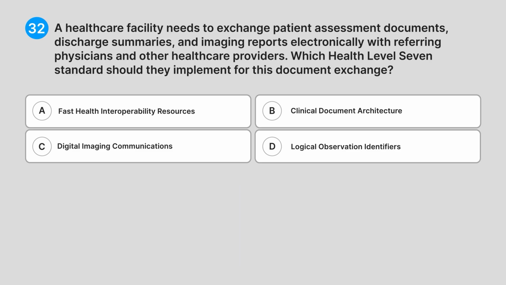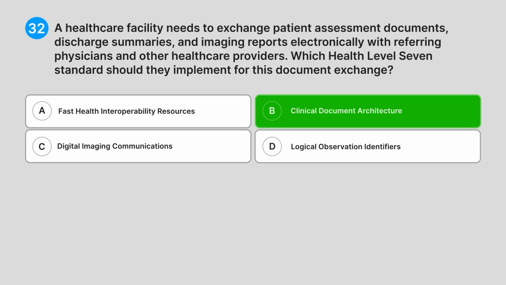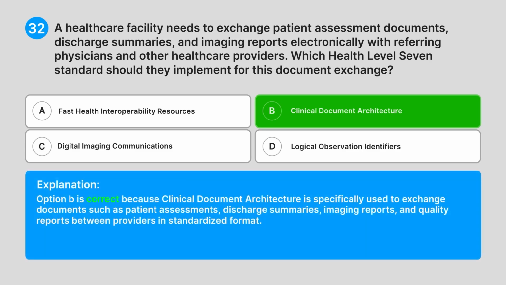Correct answer, B. Clinical Document Architecture. Explanation. Option B is correct because clinical document architecture is specifically used to exchange documents such as patient assessments, discharge summaries, imaging reports, and quality reports between providers in standardized formats.